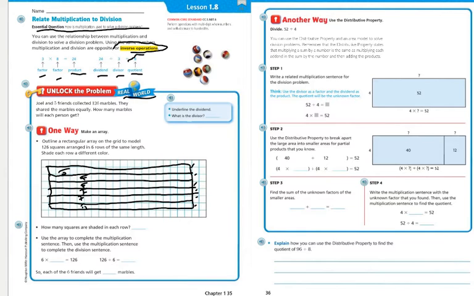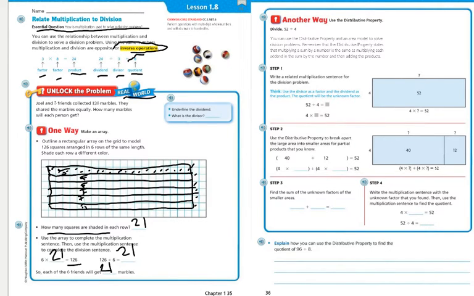So how many squares are shaded in each row? If I look, I've got 1, 2, 3, 4, 5, 6, 7, 8, 9, 10, 11, 12, 13, 14, 15, 16, 17, 18, 19, 20, 21. So how many squares are shaded in each row? 21. Use the array to complete the multiplication sentence. Then use the multiplication sentence to complete the division sentence. So 6 times 21 equals 126, or 126 divided by 6 equals 21. So each of the friends will get 21 marbles.